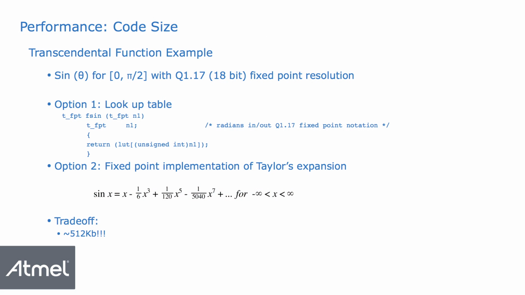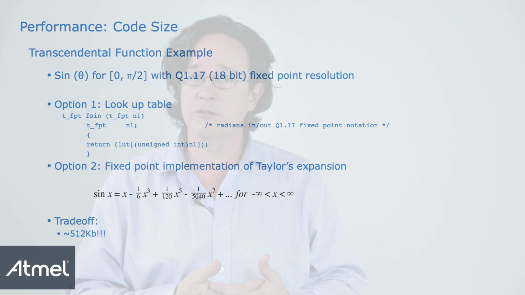If we look at the performance, and specifically around code size, let's take the sine function. A lot of the times in the microcontroller space, we decide not to utilize a floating point unit. That saves us some money, it saves us certainly a lot of silicon real estate, and then it presents us with a classic challenge. How do we perform a transcendental function like sine?